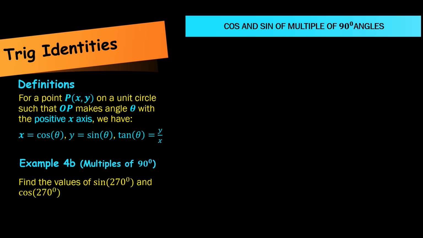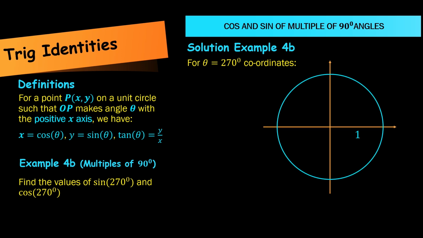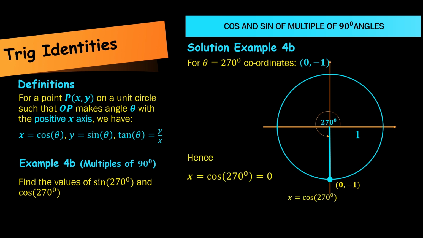We're now going to have a look at sine 270 degrees and cos 270 degrees. For theta equal to 270 degrees, we have the coordinates 0, -1, as shown. Therefore, x equals cos 270 degrees, which equals 0, and y equals sine 270 degrees, which equals -1, as shown.